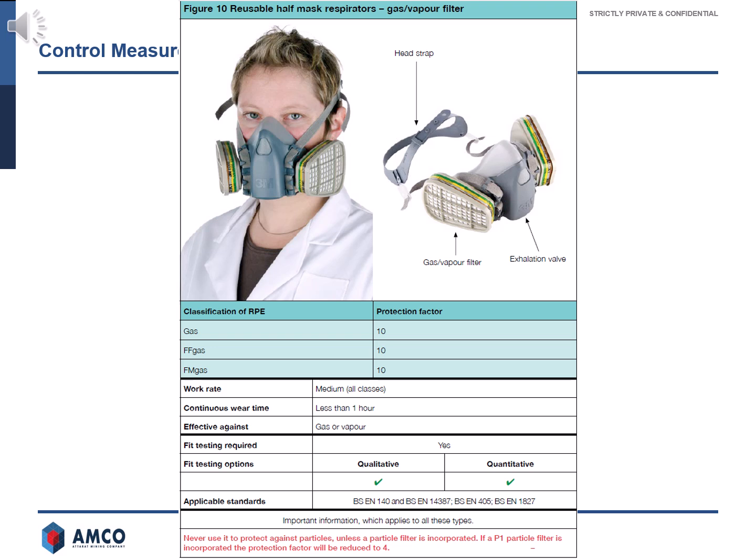Reusable half-mask respirators with gas/vapor filters, usage guidelines. Classification and protection factor. Gas, protection factor of 10. FFP3, protection factor of 4. FFP2, protection factor of 4. Work rate, suitable for medium work rates across all classes. Continuous wear time, recommended for less than 1 hour.